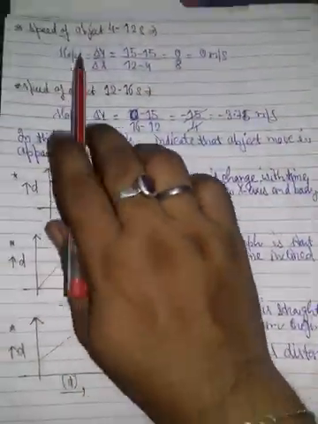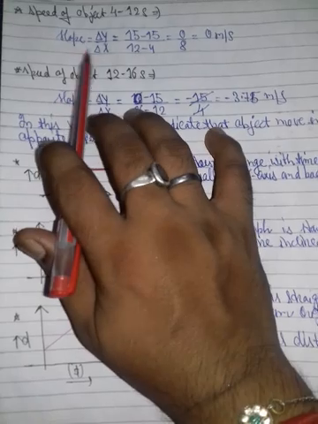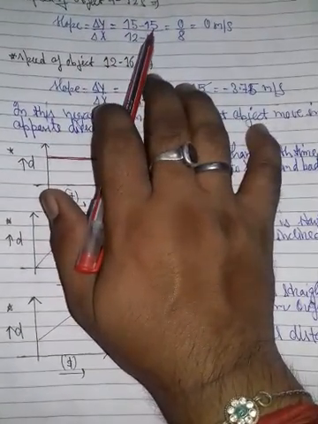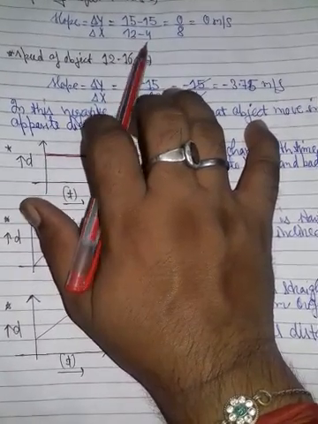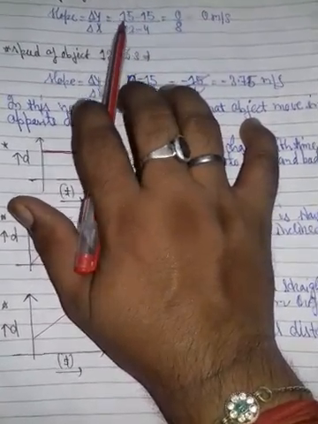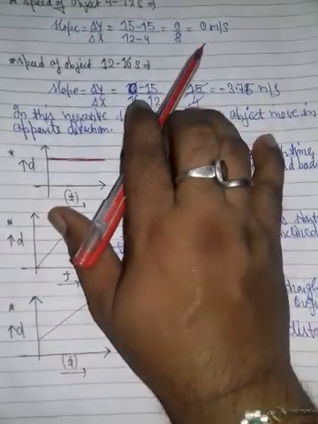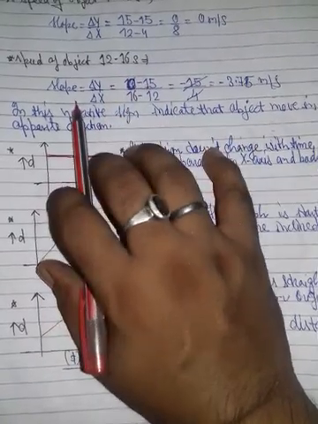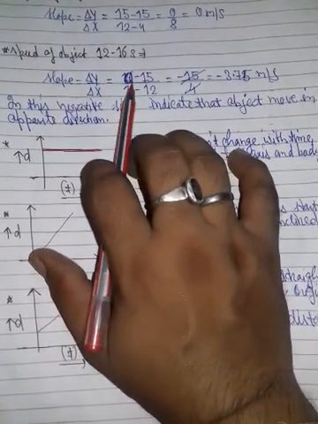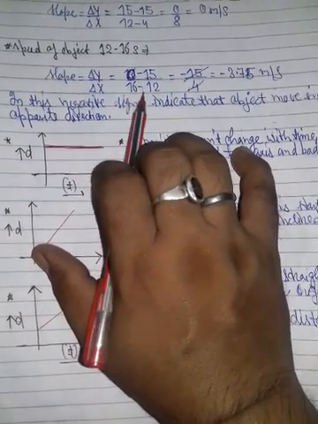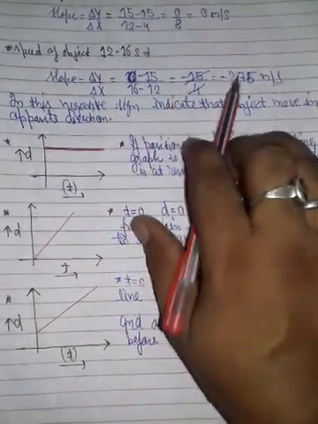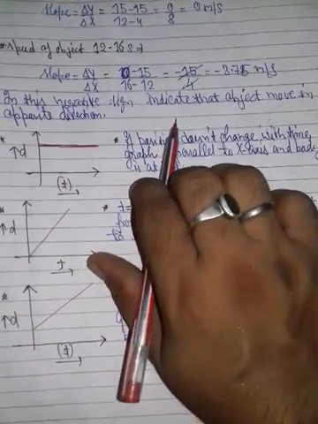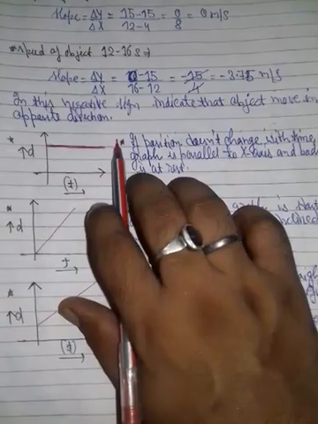For the next time interval, 4 to 12 seconds, the slope is the change in y-axis and change in x-axis, that is (15 minus 15) upon (12 minus 4). In this time interval the position of the object stays the same, so the speed is 0 meters per second. For the speed of the object from 12 to 16 seconds, taking the formula, (0 minus 15) upon (16 minus 12), that is minus 3.75 meters per second, and this negative sign indicates that the object moves in the opposite direction.